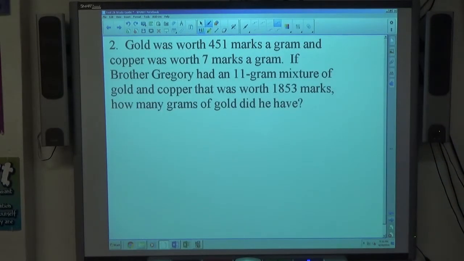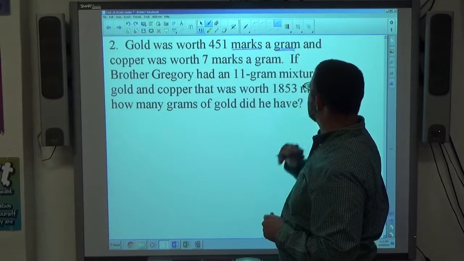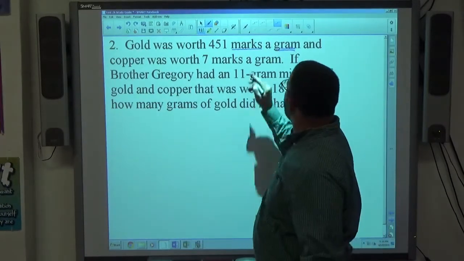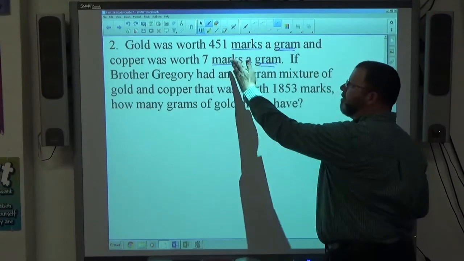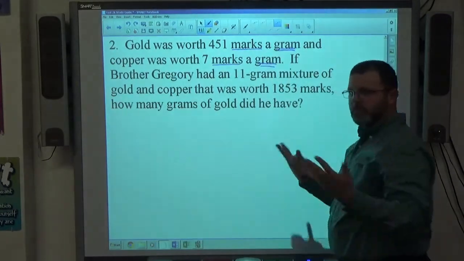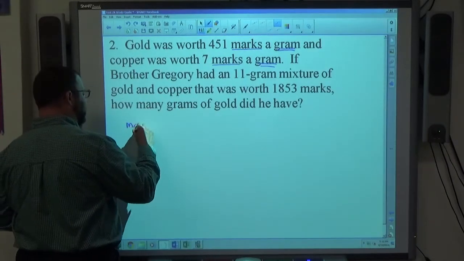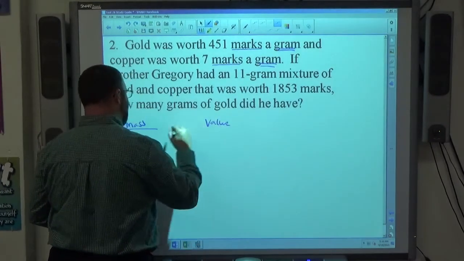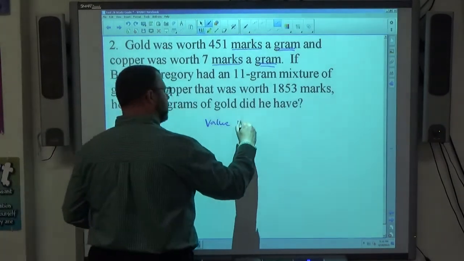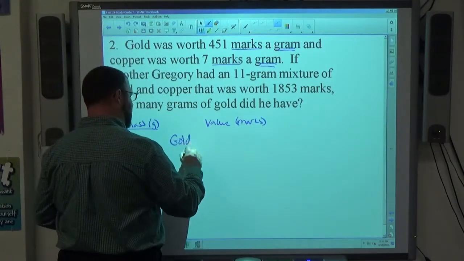Number 2: gold was worth 451 marks a gram. A mark is an old German currency, and a gram is a unit of mass. And copper is worth 7 marks a gram. So they're talking about value in marks and mass in grams. So if we deal with this in that manner, we have mass of coins and value of coins. Mass is in grams and value is in marks. And we have gold and copper as our categories.